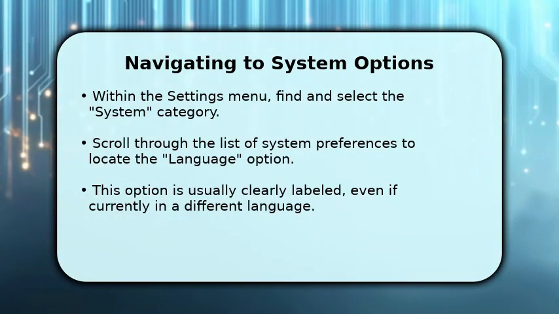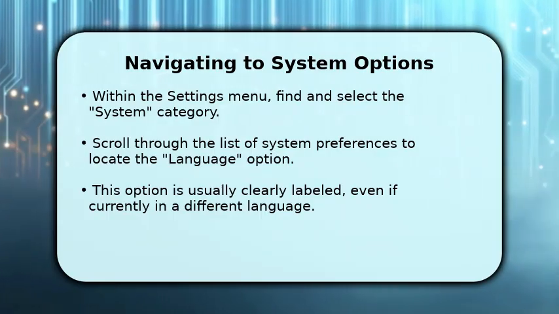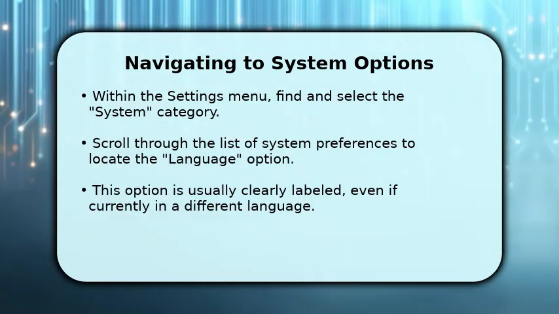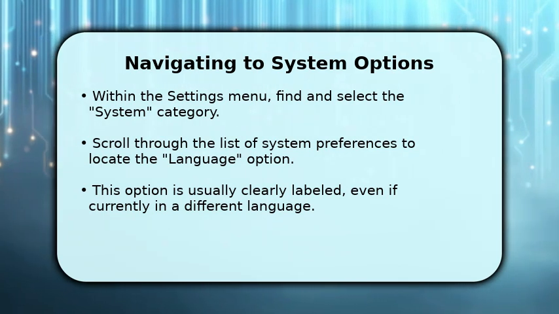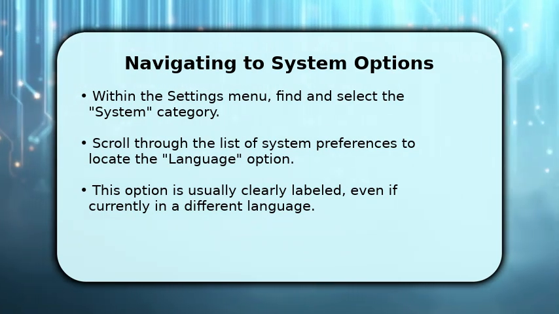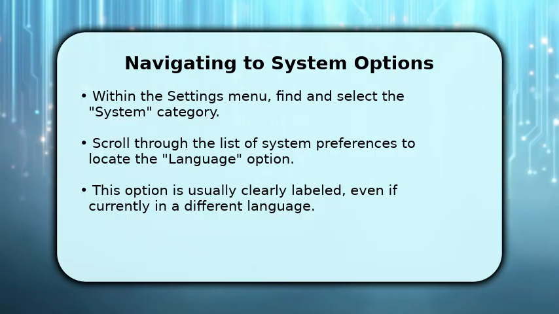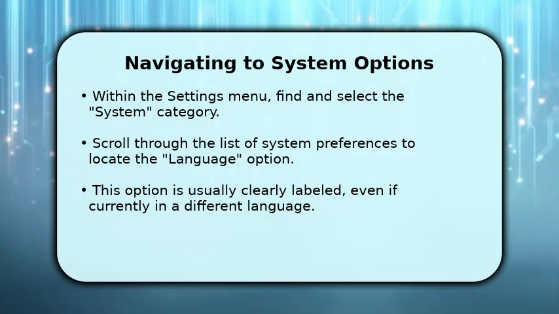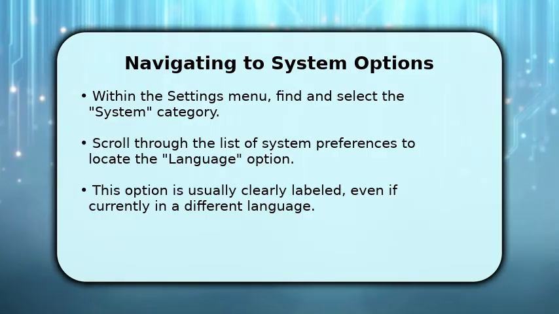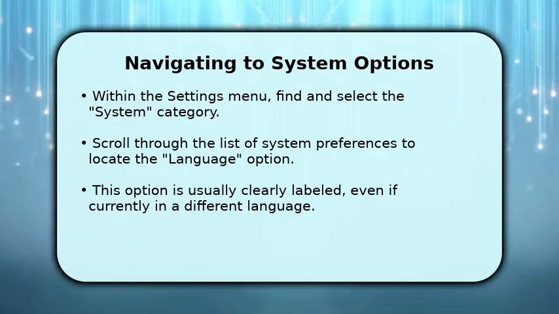Once you are in the main settings menu, your next step is to find and select the system category. This section contains core vehicle preferences. Carefully scroll through the list of available system preferences until you locate the language option. It is typically labeled clearly, even if the current display language is unfamiliar to you.